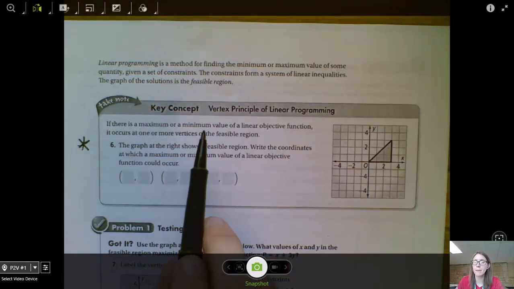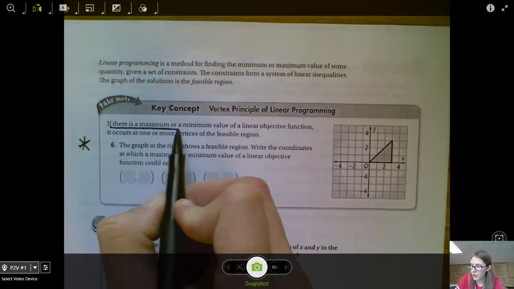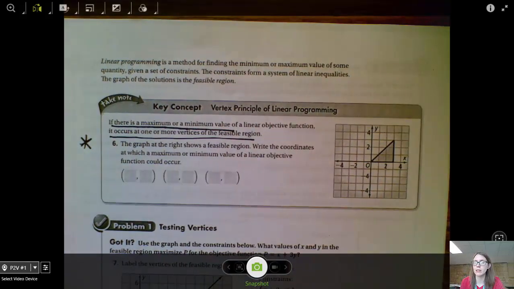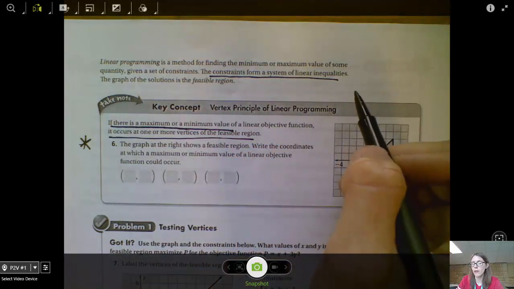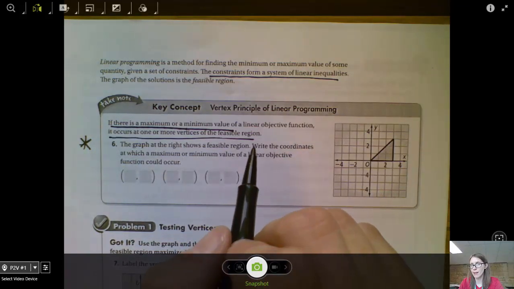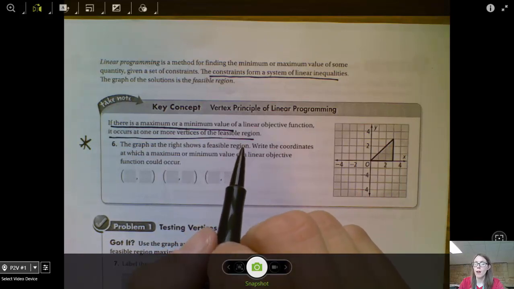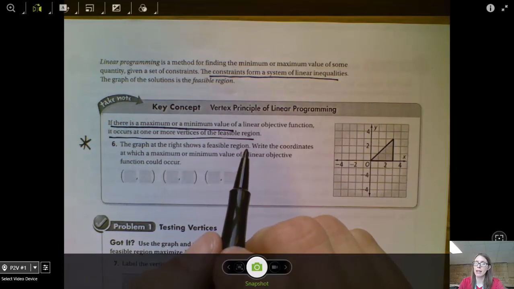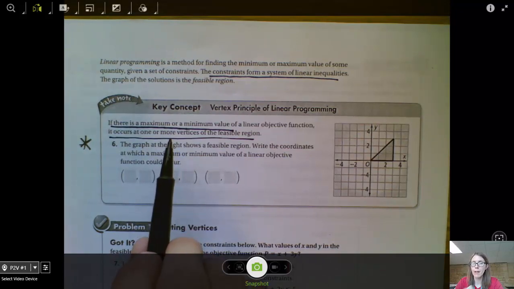If there is a maximum or a minimum value of a linear objective function, it occurs at one or more vertices of the feasible region. If there is a maximum or minimum value, it occurs at one or more vertices. Now, we might have a system of constraints when we're talking about the production of the number of t-shirts or production of different things. Maybe we're talking about a basketball player's performance. Maybe they will do really well until they've played for 20 minutes, but then their performance starts going down. So we're trying to find their maximum, or like the minimum cost for a company, things like that. So when we get our system of constraints, we can graph them, find our vertices, and then one of those vertices is our maximum or our minimum.